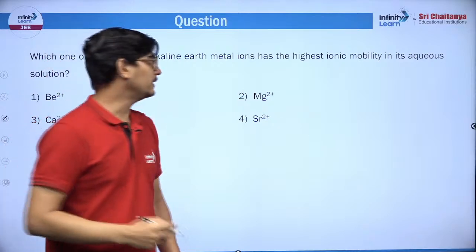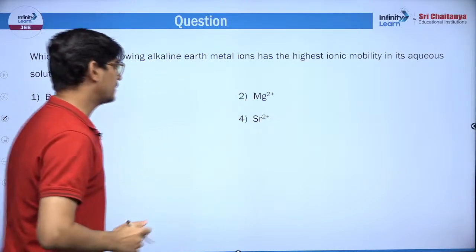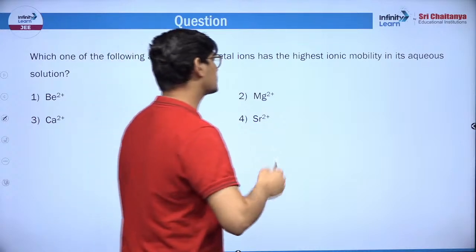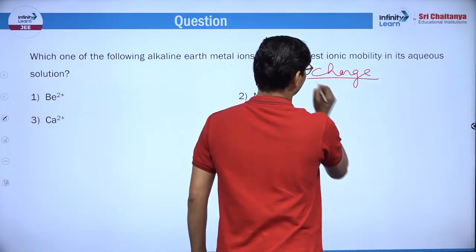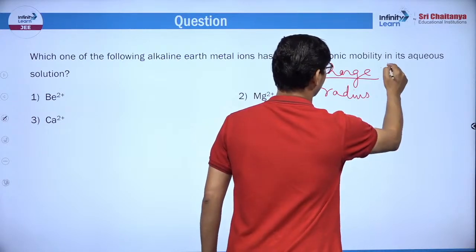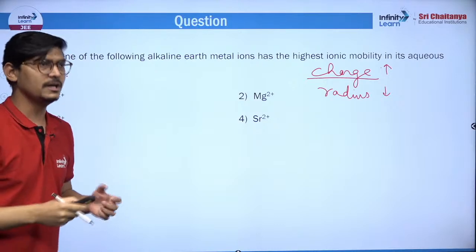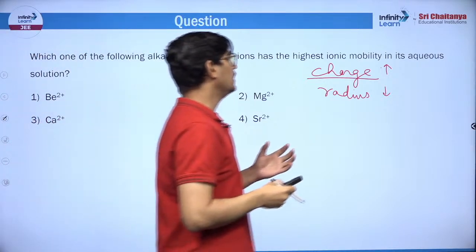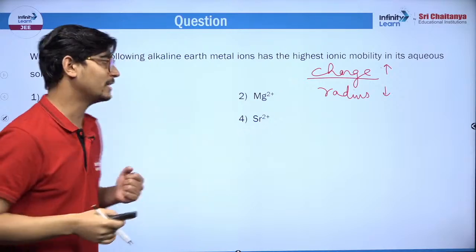Which one of the following alkaline earth metal ions has the highest ionic mobility? So please remember that ionic mobility is inversely proportional to charge to radius ratio. Why so? Higher the charge, lower the radius, greater will be the extent of hydration. Greater the extent of hydration, that means bigger the effective size in aqueous solution, and hence lower the ionic mobility.